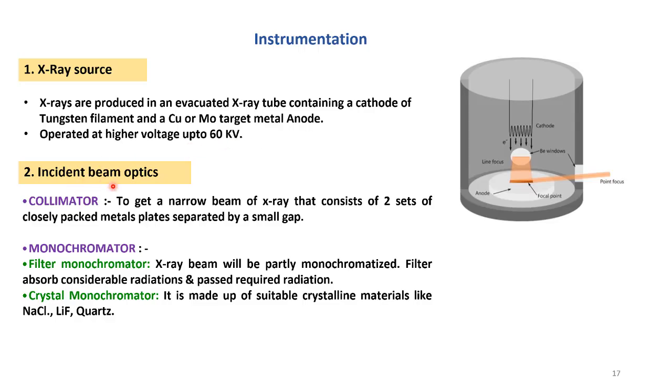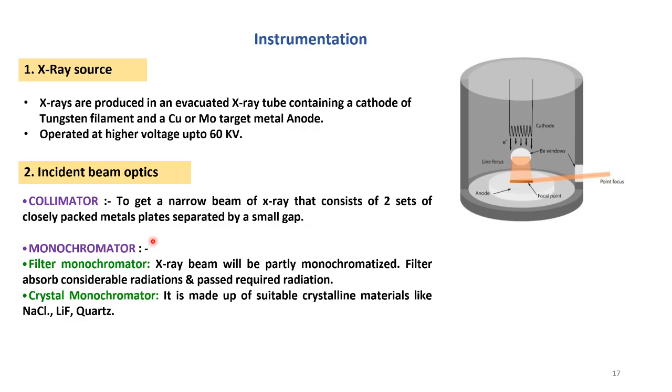And then we have the incident beam optics. In that we have a collimator to narrow the X-ray beam that consists of two sets of closely packed metal plates separated by a small gap. So here, this is how it works. We have a cathode, then electrons are falling onto it, and we have an anode, and this is the focal point. So the electrons fall over the target, basically, and this is in the presence of very high voltage, about up to 60 kilovolt.